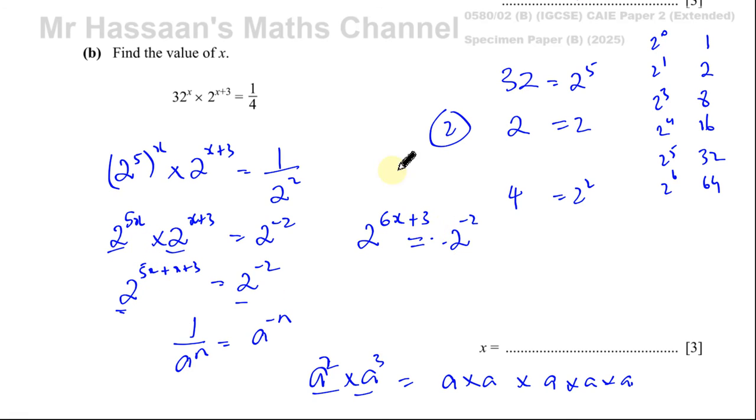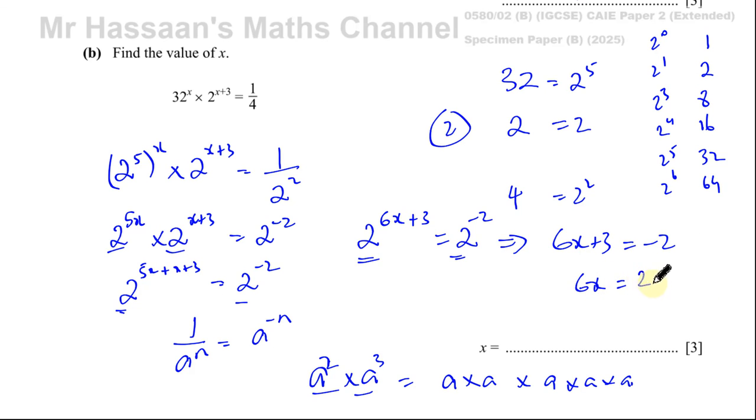Now, when I have an equation like this, it's called an exponential equation. Both sides of this equation are expressed with the same base. So if 2 to the power of 6x plus 3 is the same thing as 2 to the power of negative 2, that means the exponents must be equal: 2 to the power of something must be equal to 2 to the power of the same thing. That means 6x plus 3 must be the same as negative 2. In which case, 6x is equal to negative 2 take away 3, so 6x equals negative 5. I can divide both sides by 6, so x equals negative 5 over 6. So there's the answer to that part of the question.